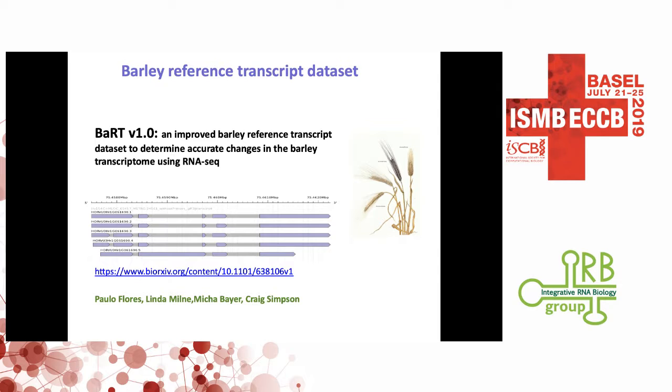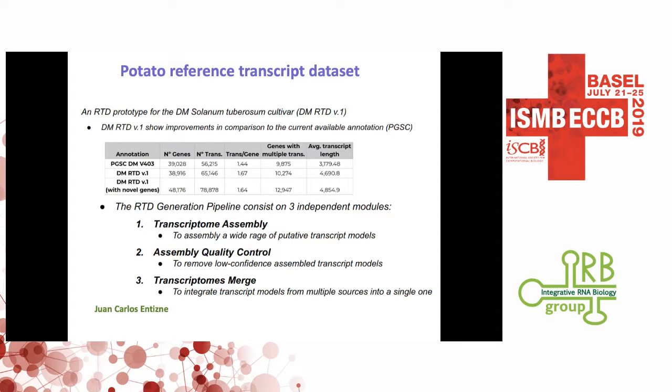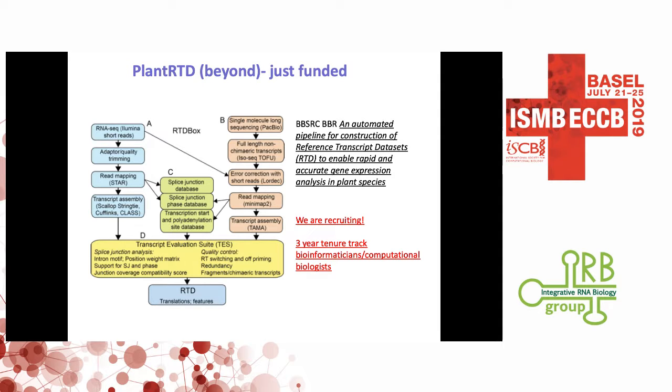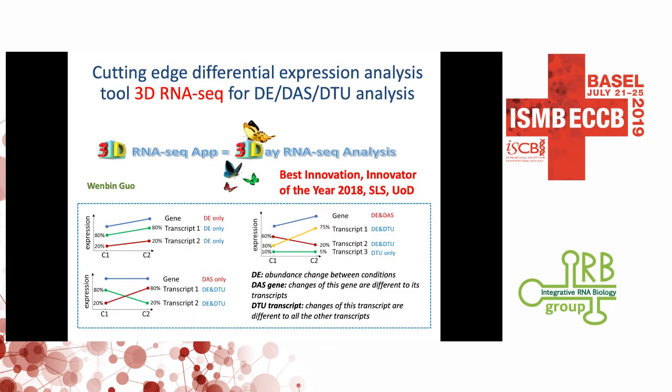This work has been transferred into barley to get a reference for barley, and I also have a PhD student working on a potato reference. We just got a project funded by the BBSRC to construct an automated pipeline to get transcript references for all plant species and also beyond, because the methodology applies to human and other species as well. There's no reason it shouldn't work. We are also recruiting a 3-year tenure-track bioinformatician, so anyone interested is welcome to contact me.